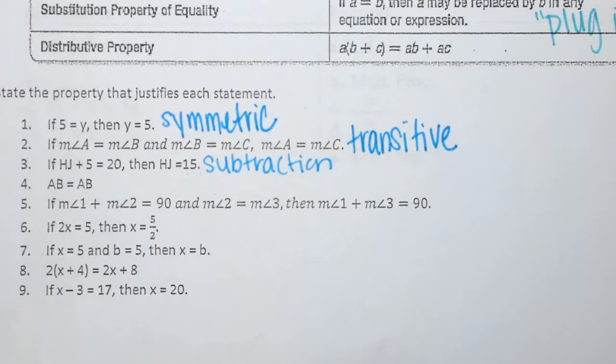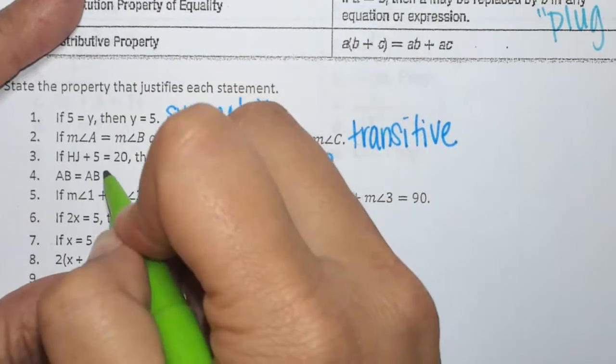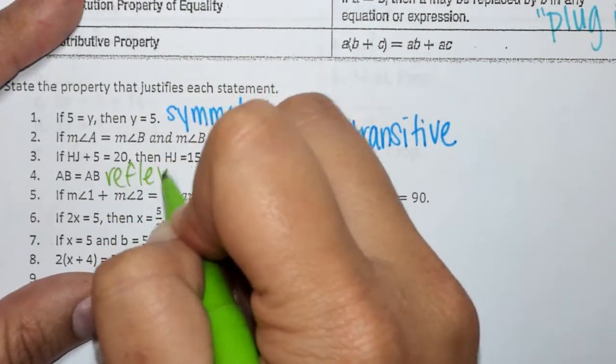You just put what? Okay. What about number 4? Oh my God. Why did you just do that? It is reflexive. Thank you. Take a point. Screamed.